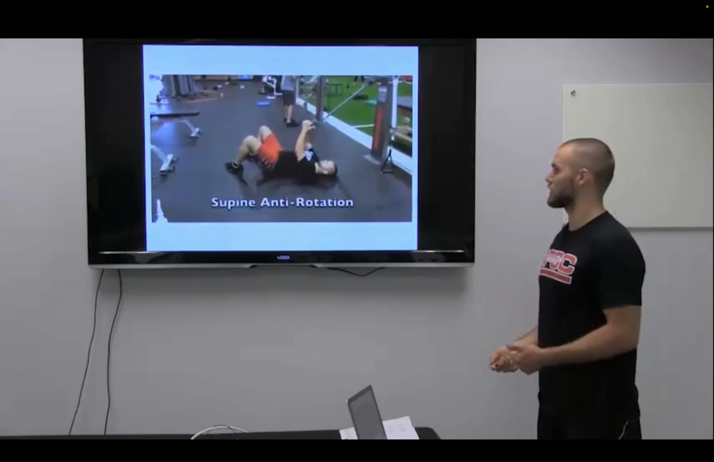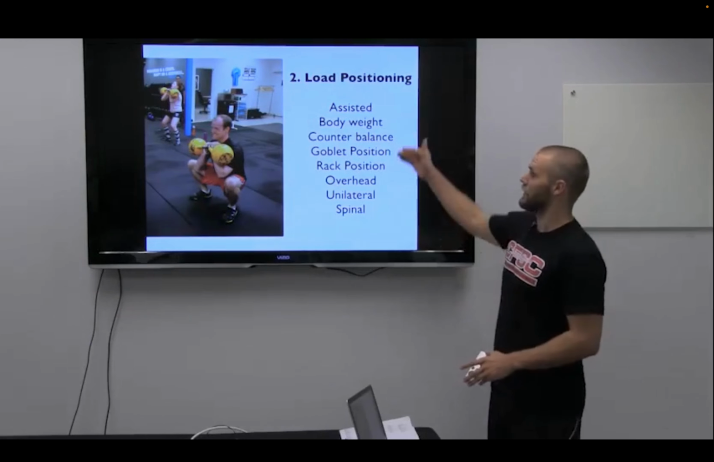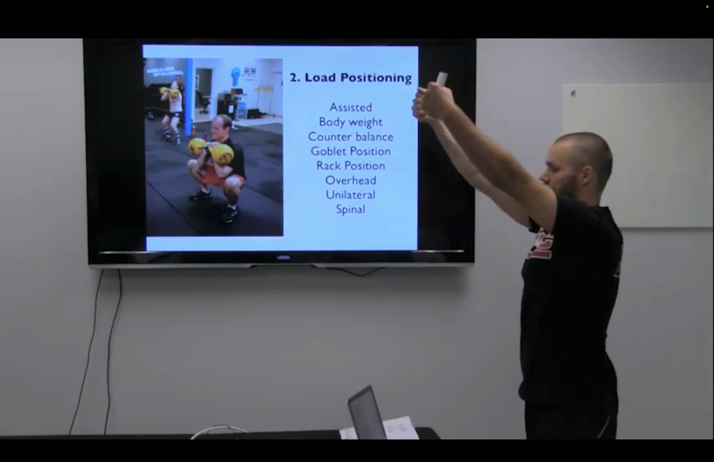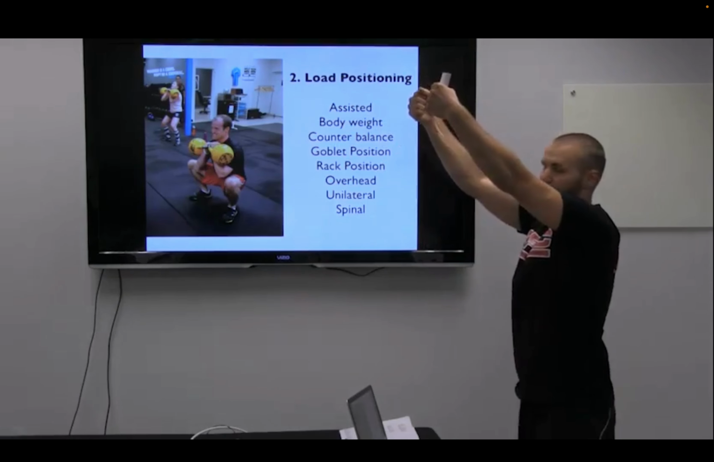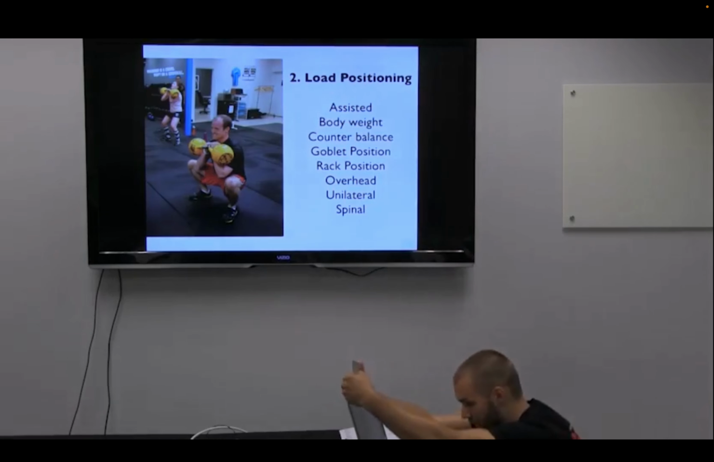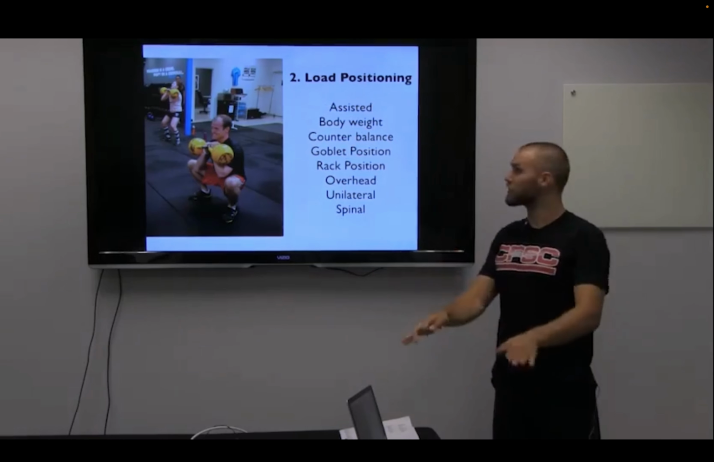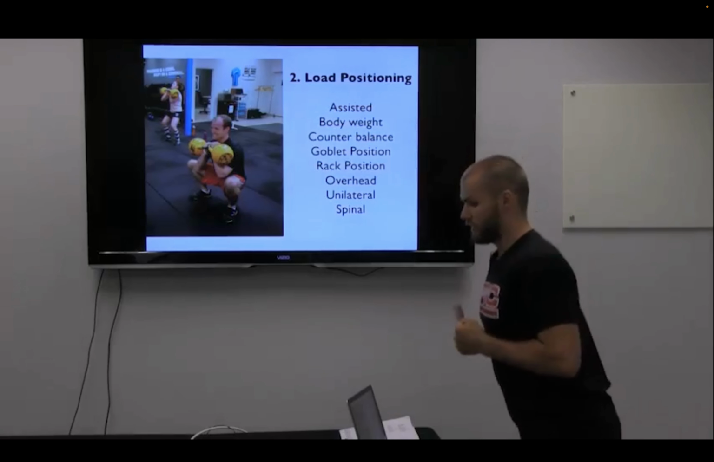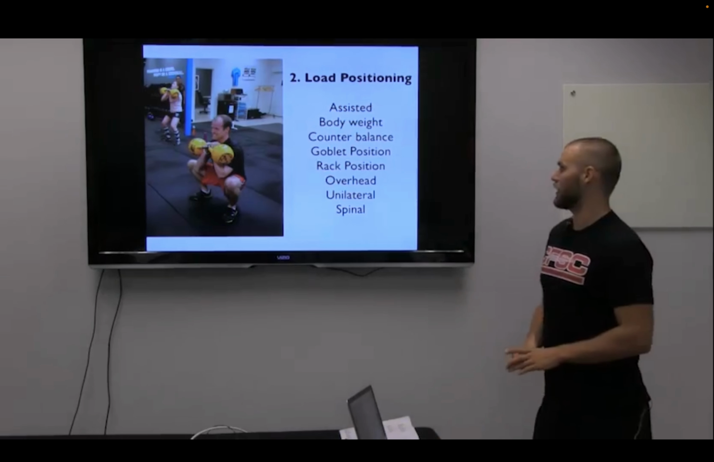So we have posture, number 1. Number 2, we have load positioning. So assisted, so any sort of resistance that helps assist the exercise. So for example, if I'm squatting and I have a band, I squat down, the band helps me get back up. Then we have body weight, so body weight squat. Counterbalance, I can use a med ball, squat down and press out, which helps me get my hips a little bit lower into the squat.